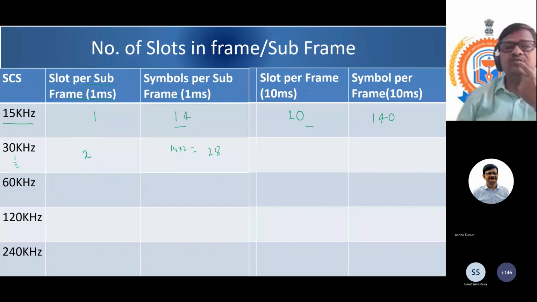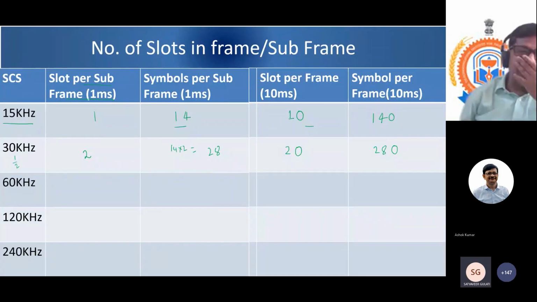Now, how many slots per frame? In one subframe, I have 2. In 10 subframes, how much can I have? Yes, your answers are right, you can have 20. And how many symbols can you have in a frame of 10 milliseconds? 280. Very right. Now you have understood that you just double everything.